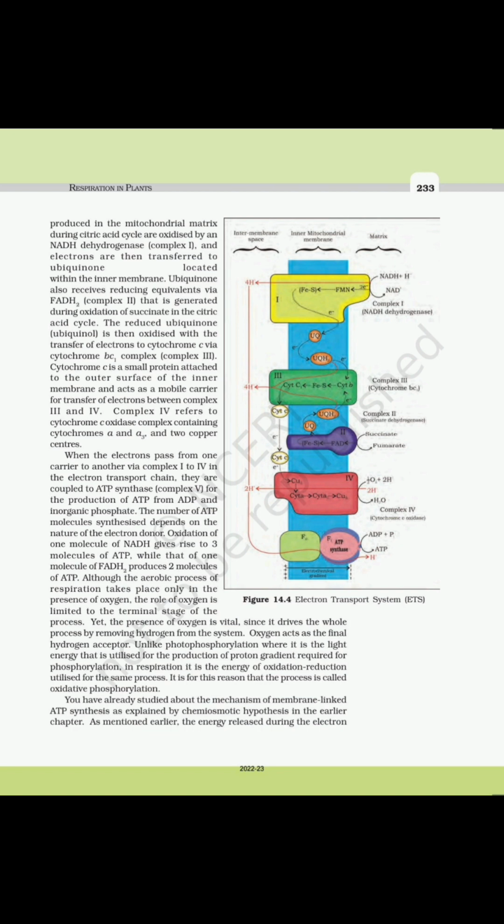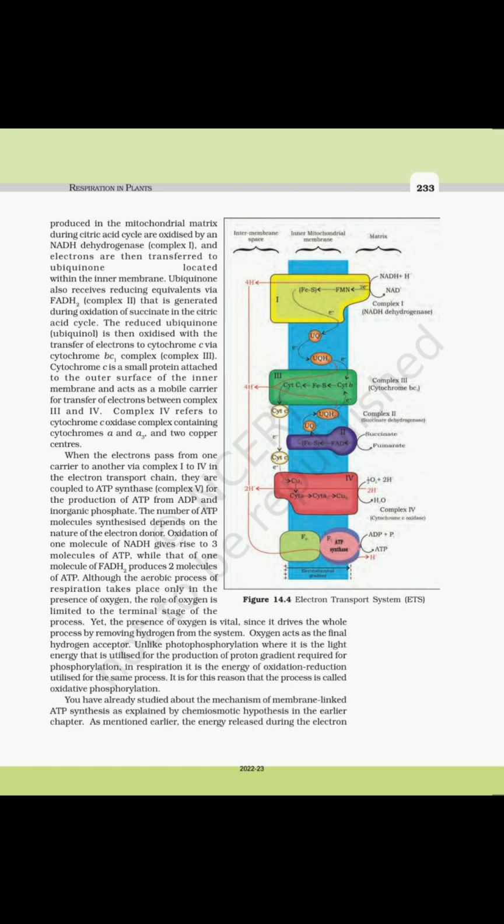Although the aerobic process of respiration takes place only in the presence of oxygen, the role of oxygen is limited to the terminal stage of the process. Yet, the presence of oxygen is vital, since it drives the whole process by removing hydrogen from the system. Oxygen acts as the final hydrogen acceptor, unlike photophosphorylation where it is the light energy that is utilized for the production of proton gradient required for phosphorylation. In respiration, it is the energy of oxidation-reduction utilized for the same process. It is for this reason that the process is called oxidative phosphorylation.